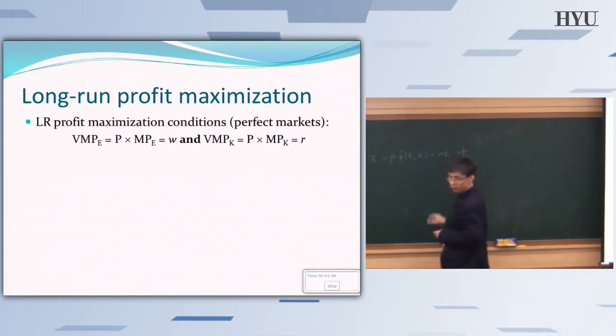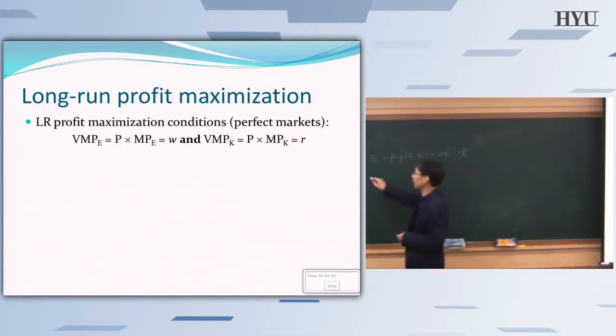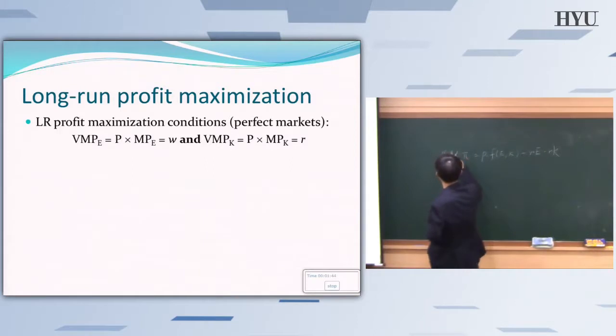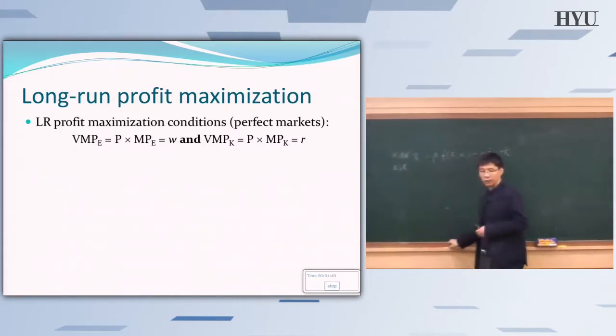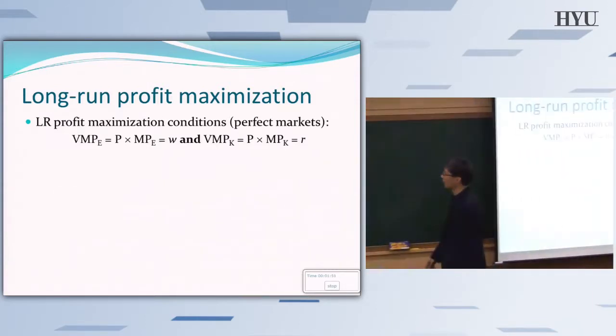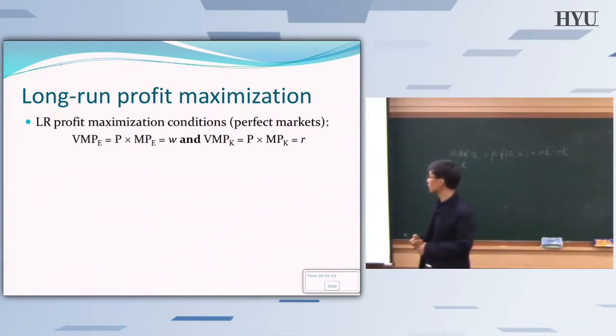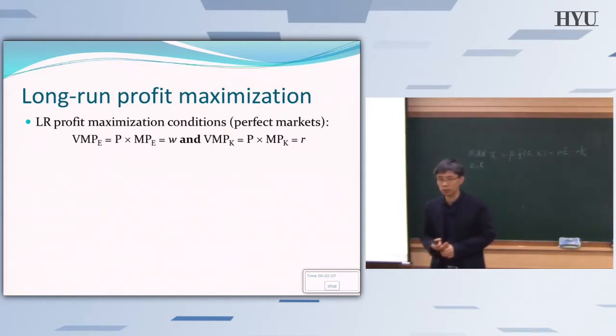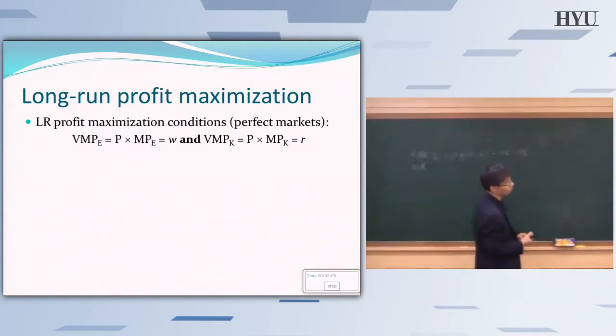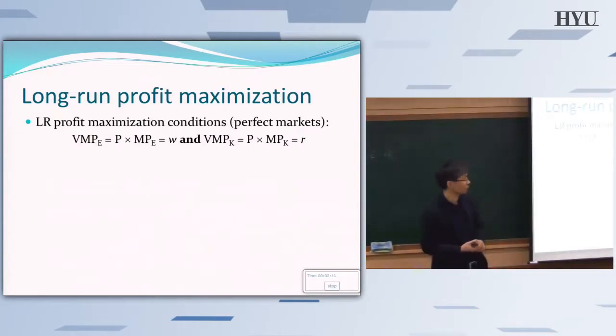since this is the profit, right? So if you maximize the profit, if you choose E and K to maximize the profit, and if you know, for example, how to maximize this function, then you can easily see that the condition should be these two equations. Okay, so the first condition is that VMPE equals W, and the second condition is that VMPK equals R.